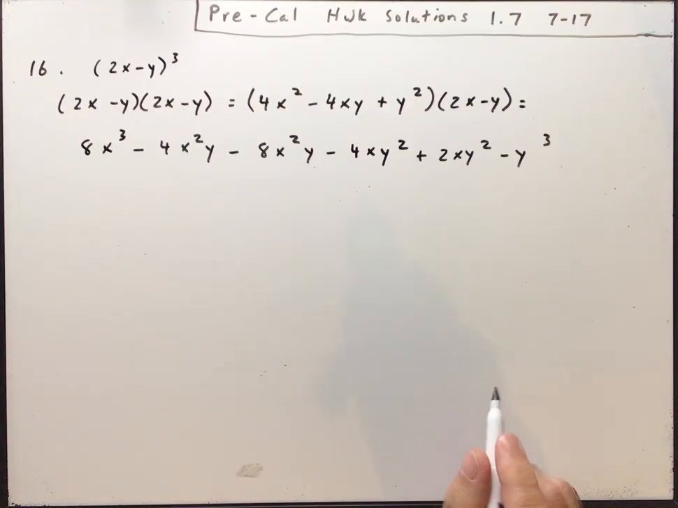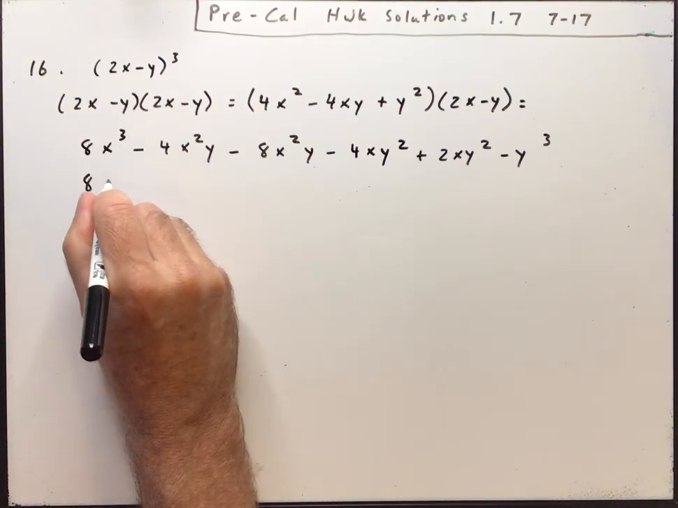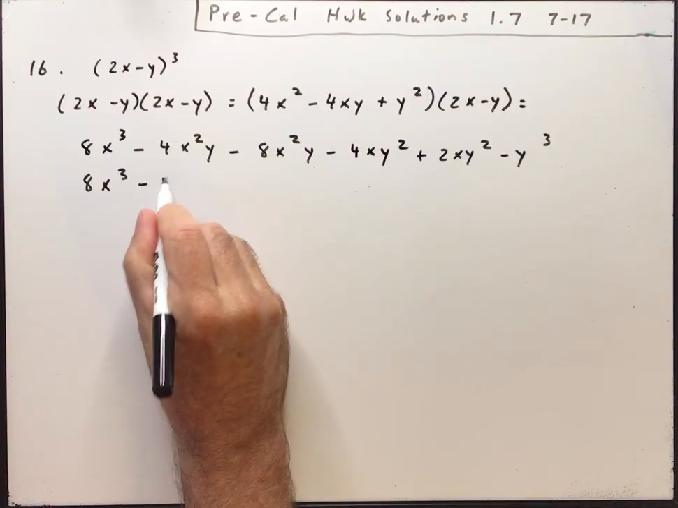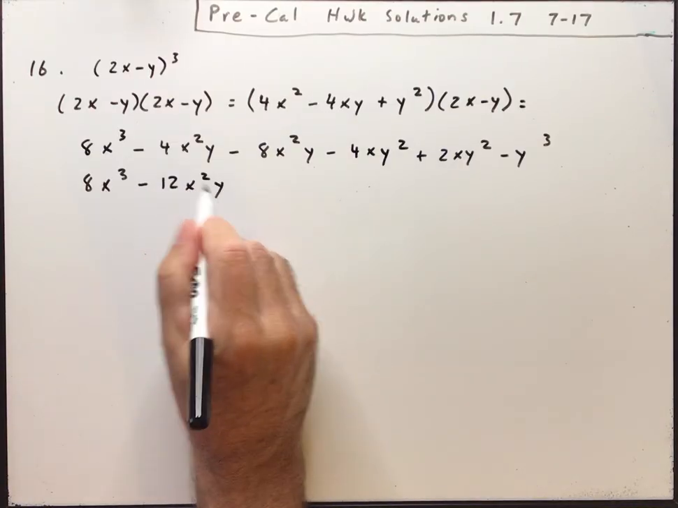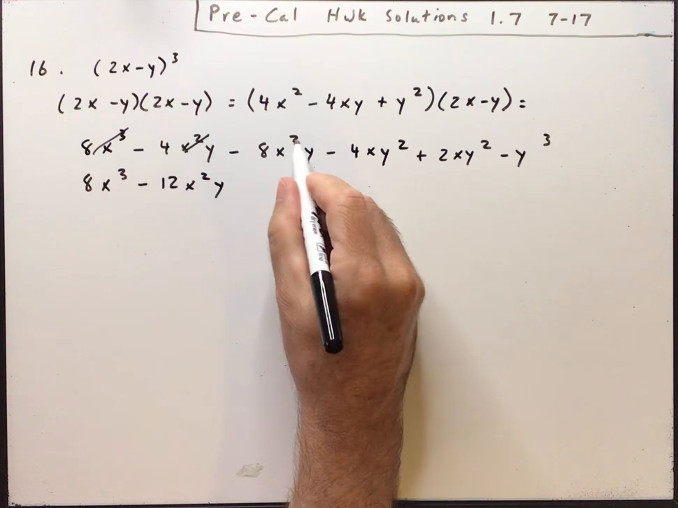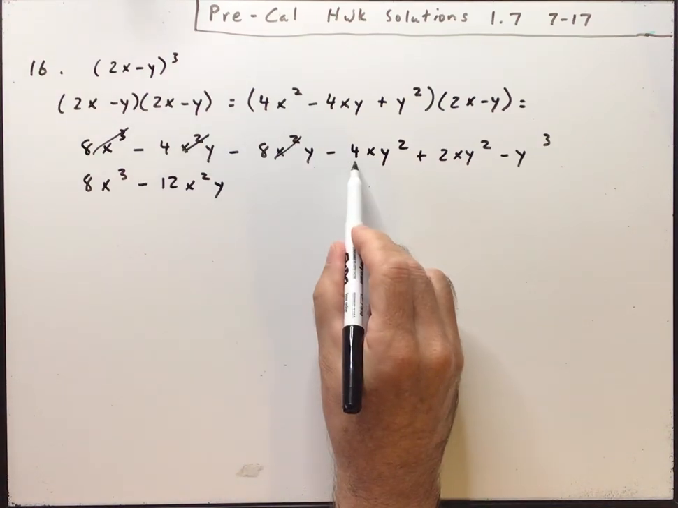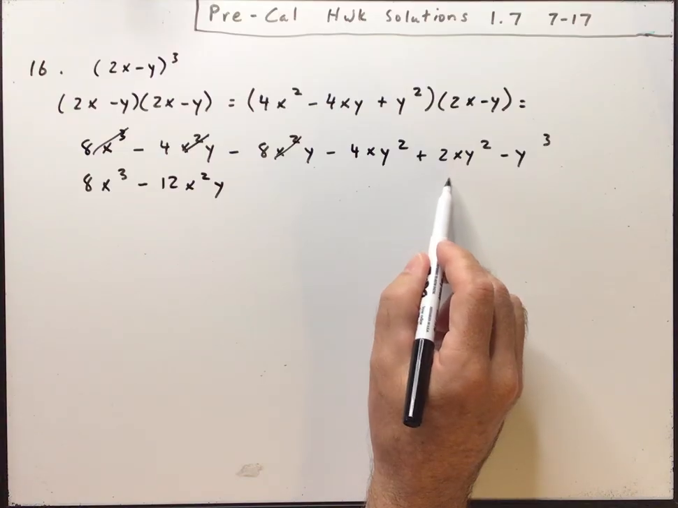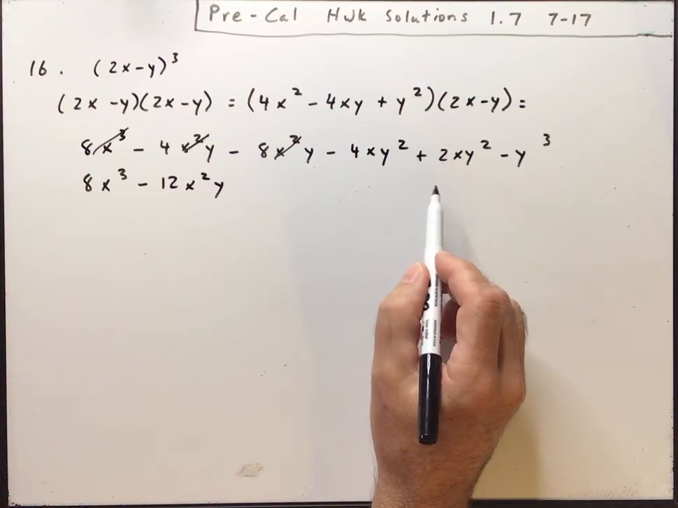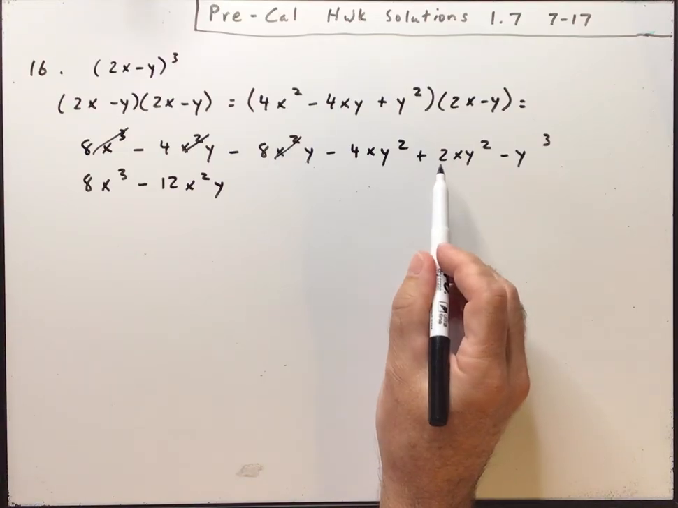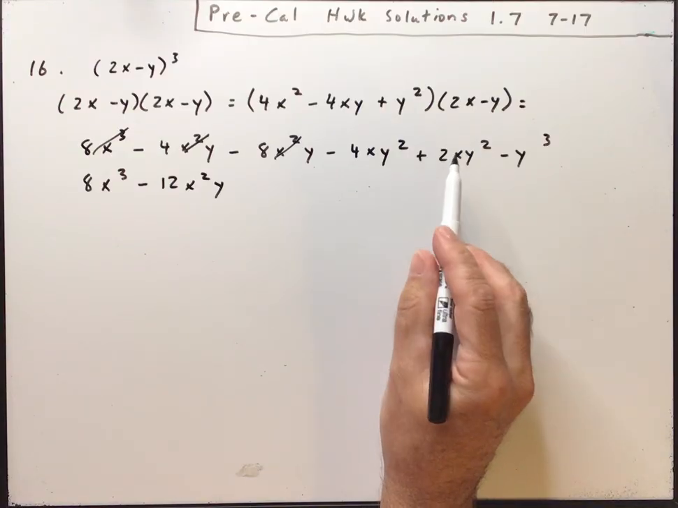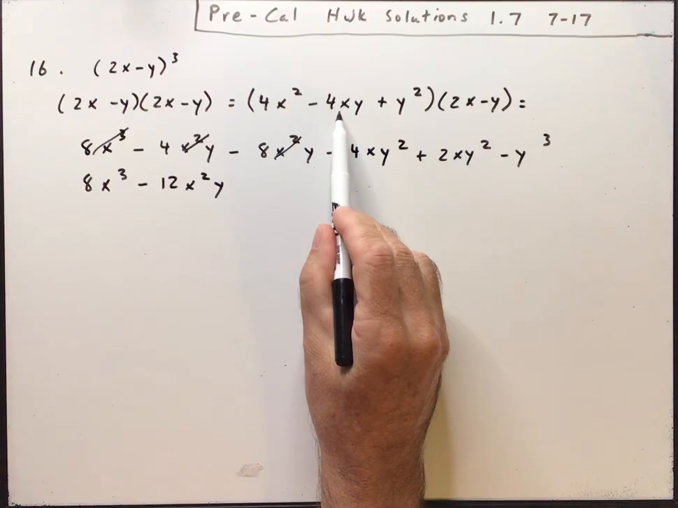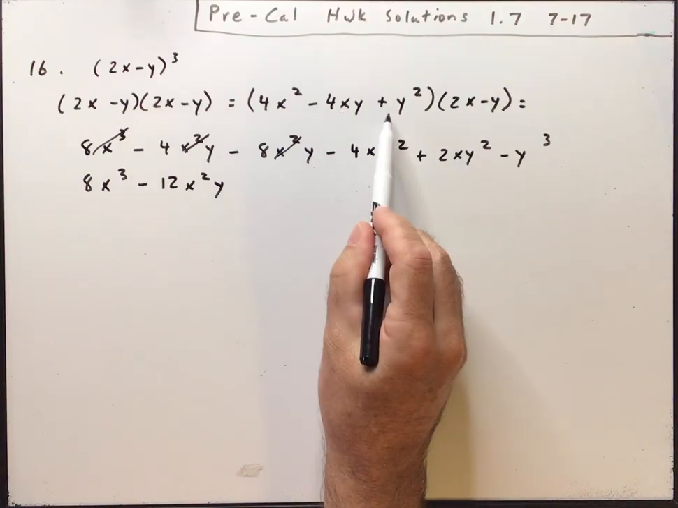All right, let's see if we combine some like terms here. We've got 8x cubed, and then x squared y would be minus 12x squared y. So we've accounted for those terms. Minus 4xy squared plus 2xy squared. I believe I did something wrong here. Let's see.